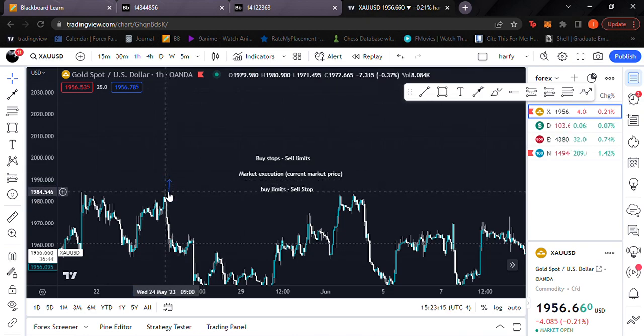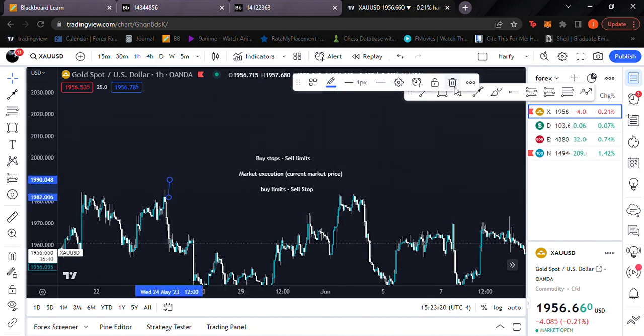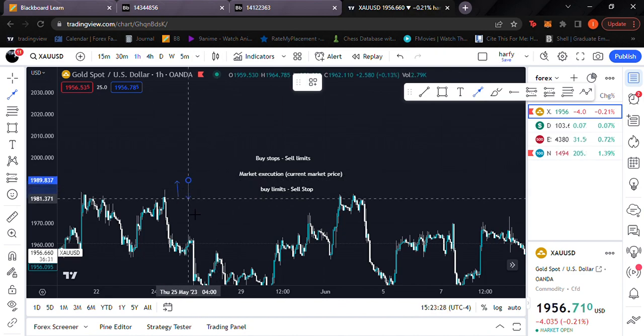As soon as it breaks, you'll be sent into the trade. This is a buy stop. For a sell limit, as soon as it breaks up here, you would be entered into a sell. Obviously, you're hoping for the market to return down, just as it did here.